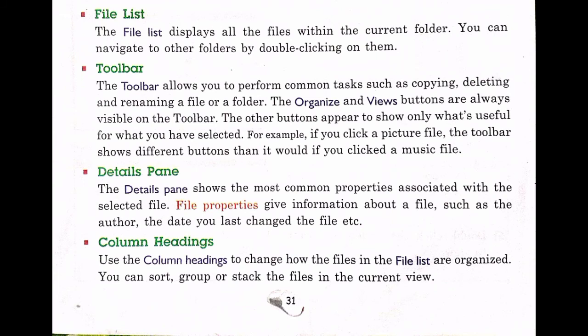Then the details pane. The details pane shows the most common properties associated with the selected file. File properties give information about a file such as author, the date you last changed the file, etc. Last is column headings. Use the column headings to change how the files in the file list are organized. You can also sort, group, or stack the files in the current view.